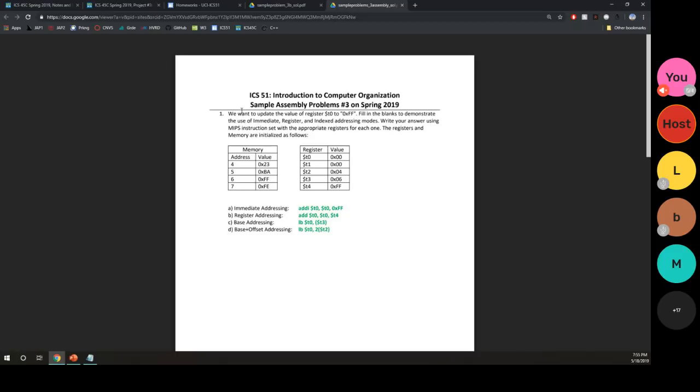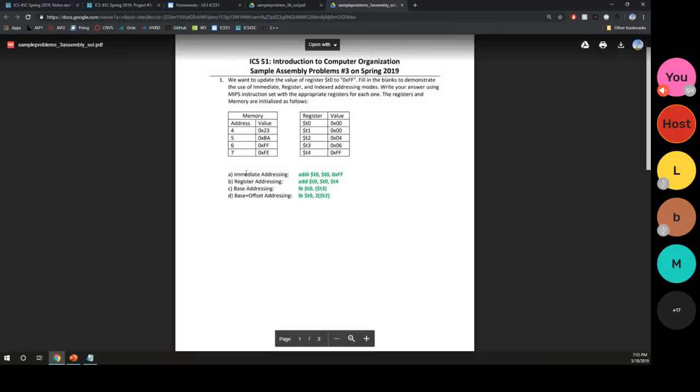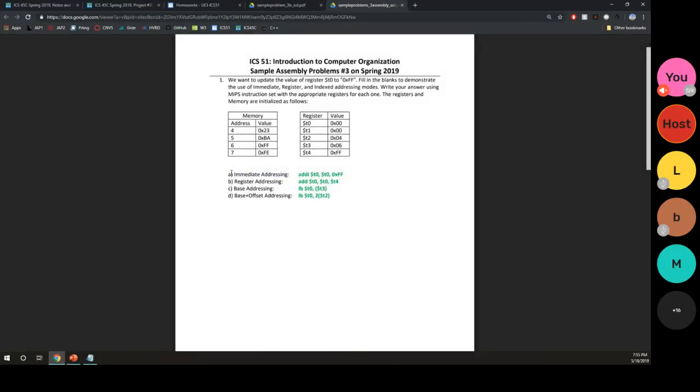It says we want to update the value of the register T0 to 255. So fill in the blanks. If we immediately address something, I believe the TA said load immediate, but he didn't give us that as an answer. So for immediate addressing, we add into T0 plus 255, which automatically gives us our answer. Does everyone get that first section, this part?